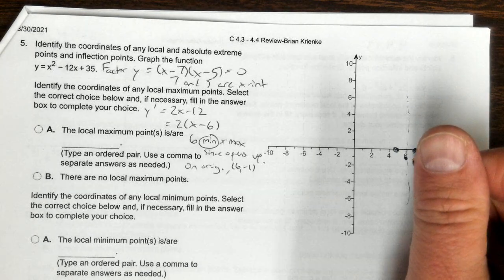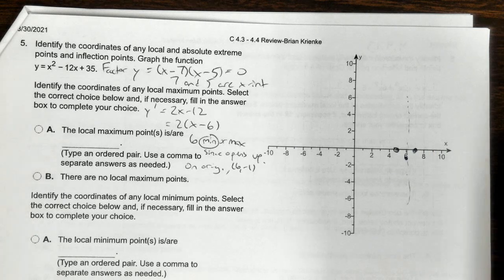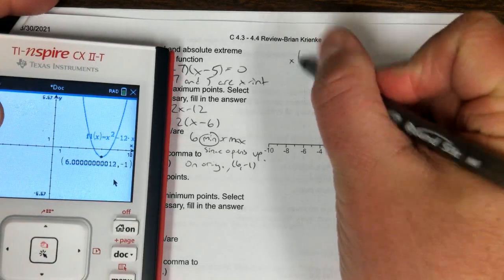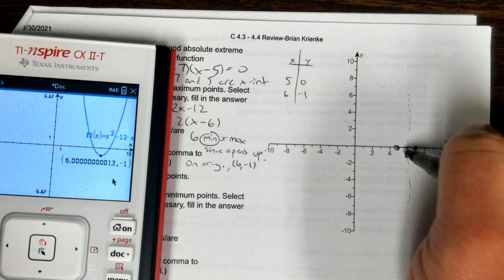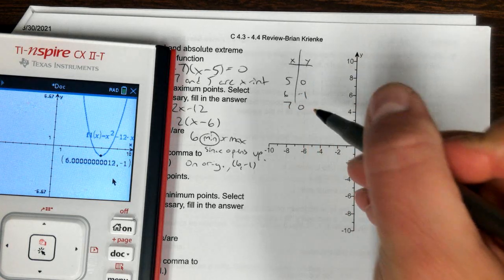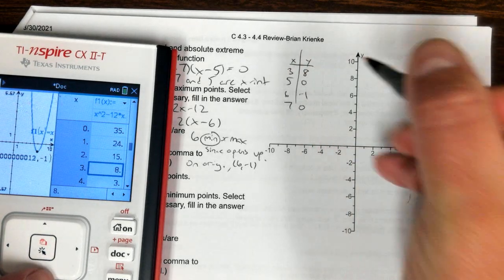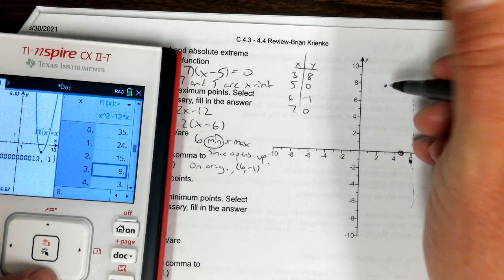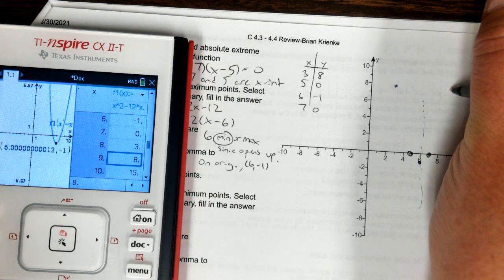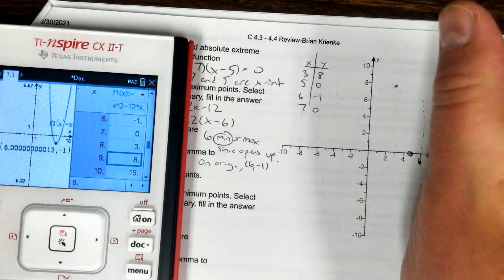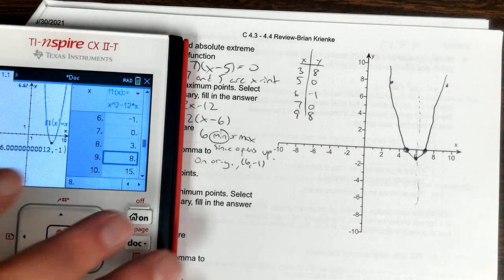And 3 points should be adequate to graph it on the computer. Just make sure you have those 3 points. If you really wanted to, you could have done more. I'm going to start with what we had: 5, 0, 6, negative 1, and 7, 0. Another one I guess I'll use is at 3, it's 8. And so if I look in my table in the y column for 8, that's at 9. So 9, 8. Or you can just think a certain amount over to the left and to the right. So that's going to be your graph. 9, 8.